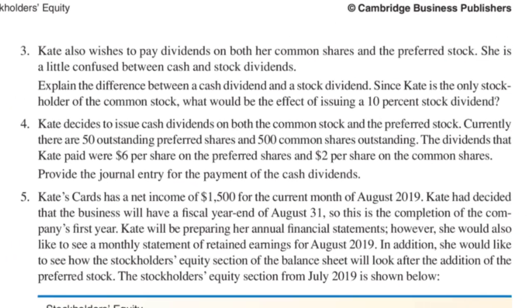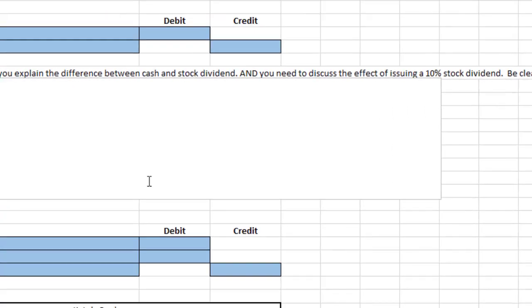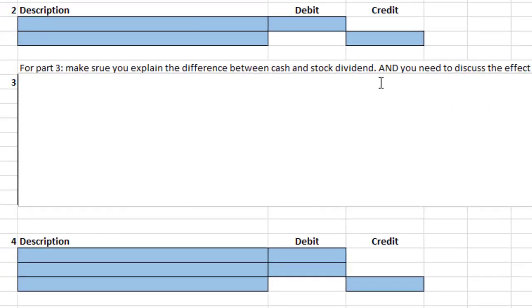Number three: Kate wants to pay dividends. She's a little confused between cash and stock dividends, so explain the difference. What does it mean when we give a stock dividend? Why would we do that? What benefit does it have to either party? There's a section here for you to discuss that. It also says you need to discuss the effect of issuing a 10% stock dividend.